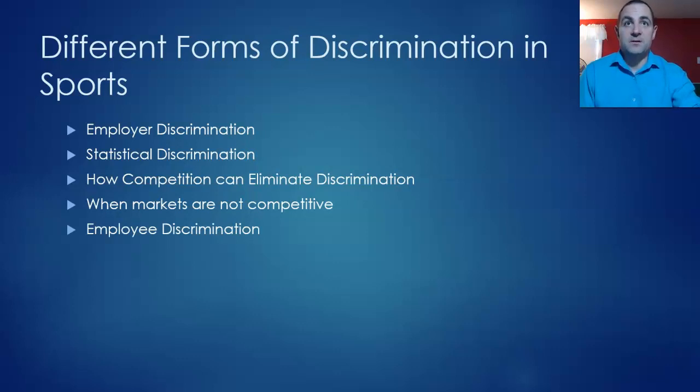The next type of discrimination is employee discrimination. So instead of the employer, the actual employees can cause discrimination. Employees with a taste for discrimination against their coworkers will regard a market with discrimination negatively when that comes into play. And so baseball is a good example of this.